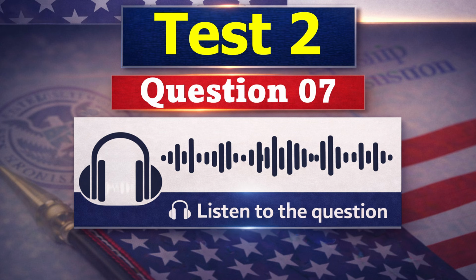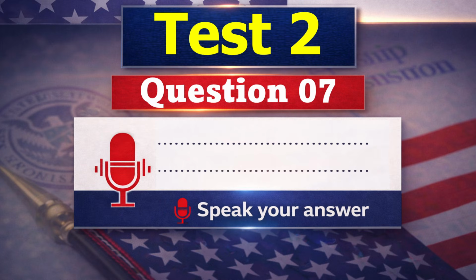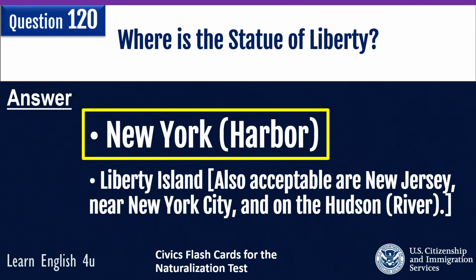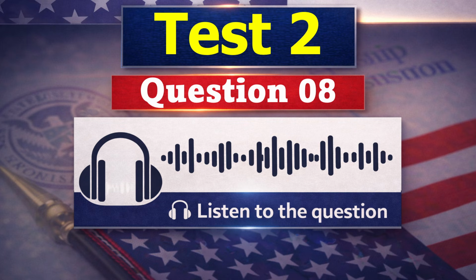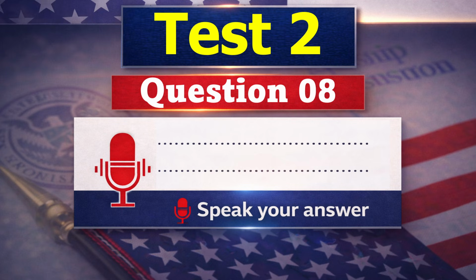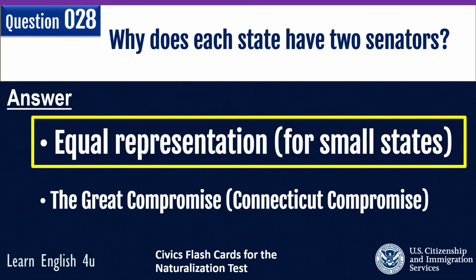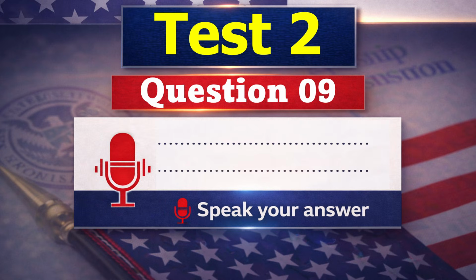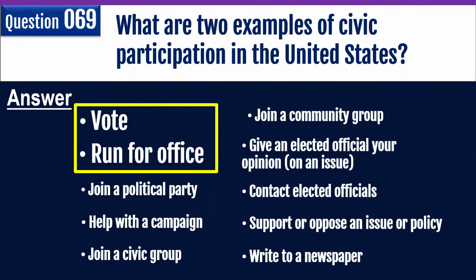Where is the Statue of Liberty? New York Harbor. Why does each state have 2 senators? Equal representation for small states. What are 2 examples of civic participation in the United States? Vote, run for office.